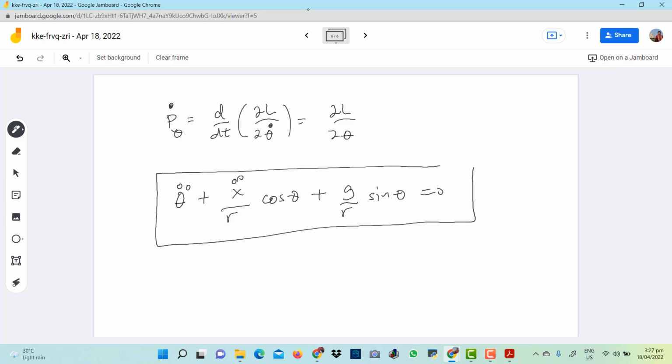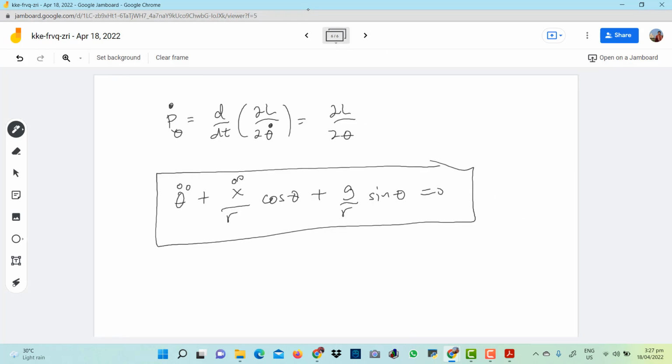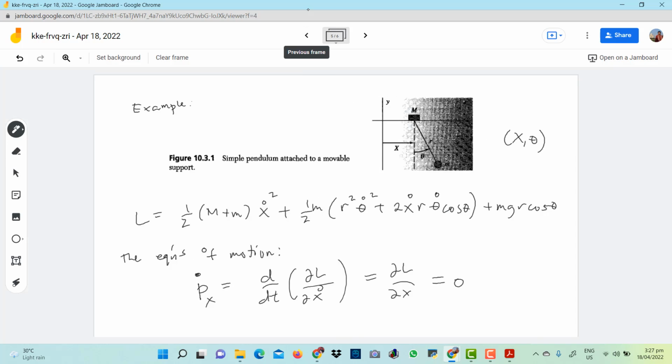Okay? So we have two equations we can get, in terms of theta double dot and in terms of x double dot. In this case, your P dot x is equal to 0. Your force, your x, if you dig in deeper, you get x double dot equal to 0. Okay? x double dot equal to 0. Why is it 0? Is it 0? Maybe it is 0.